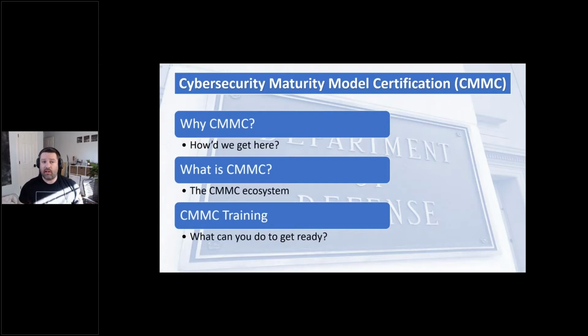So let's talk a little bit about the Cybersecurity Maturity Model Certification, or from now forward, we're going to refer to it as CMMC. We're going to cover three topics today. We're going to cover why CMMC and how did we get here, what is CMMC, and then the ecosystem that surrounds it, and then CMMC training, what you can do as an attendee of this presentation to start either your preparedness for CMMC or your organization's preparedness for CMMC.